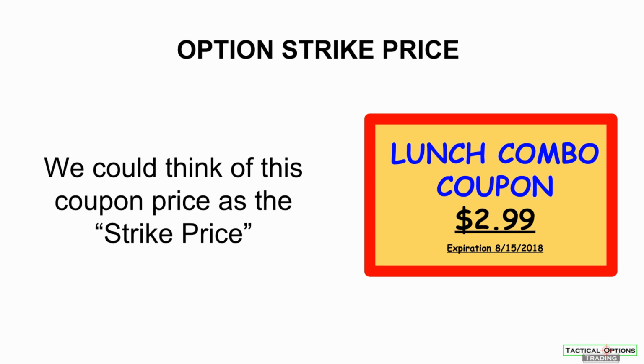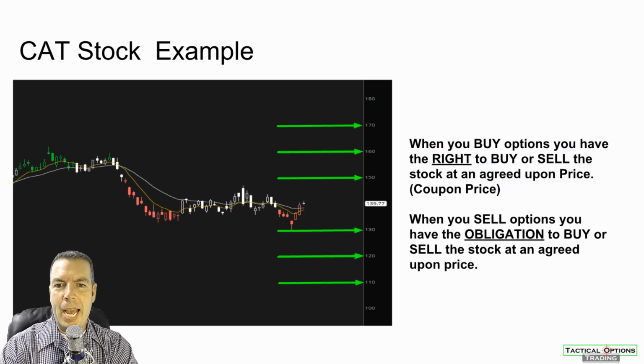So back here looking at our lunch combo coupon, this gives us the right to go in there and purchase this combo anytime before August 15th, 2018 for that $2.99. But if I was the barbecue company that issued this coupon, I'm obligated to honor that coupon. So if somebody came in and wanted to use this coupon or exercise that coupon, we would be obligated to sell this lunch combo to them at $2.99. All right, back here to our CAT example. When we're the seller of options, we have that obligation to buy or sell the stock at an agreed upon price.